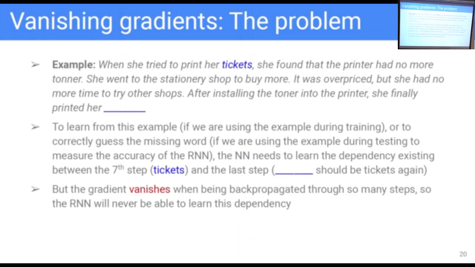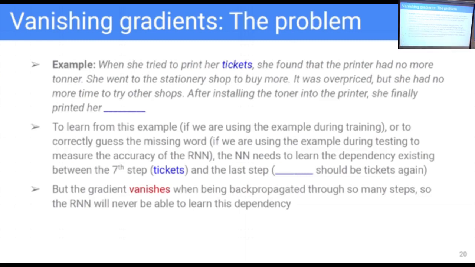And now we are going to see some examples of what happens. This is a typical example. When I am going to use the printer to print some tickets, there is no toner, so I go to the shop, and you can modify the example in many ways. I went to the shop, I found a friend, and so on, then I arrived at the shop, they didn't have toner, I went to a second shop, got the toner, then I went back to my house, and finally I was able to print what? A person will say, well, she was able to print the tickets, because that's what she was doing before. But the problem in a recurrent neural network is that tickets appears ages ago.